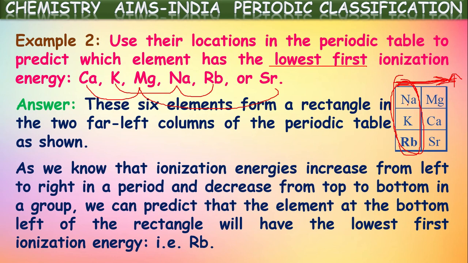Out of these all, the element which is at the bottom will have the lowest, because in a group again the ionization energy decreases from top to bottom because size increases. So out of these all, which will have the greatest size, that is rubidium. Rubidium is the element with the lowest ionization potential among these six elements. Got it? In this way, we can derive the relation between the elements, and hence we can find out which has greater or lowest ionization potential.